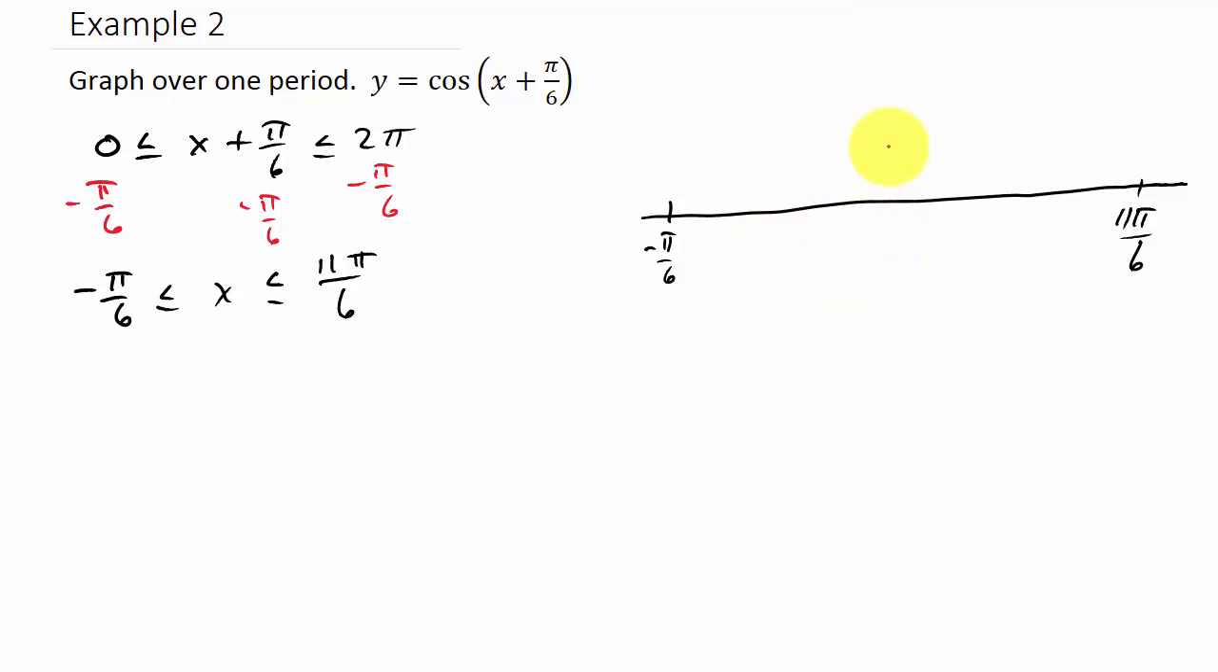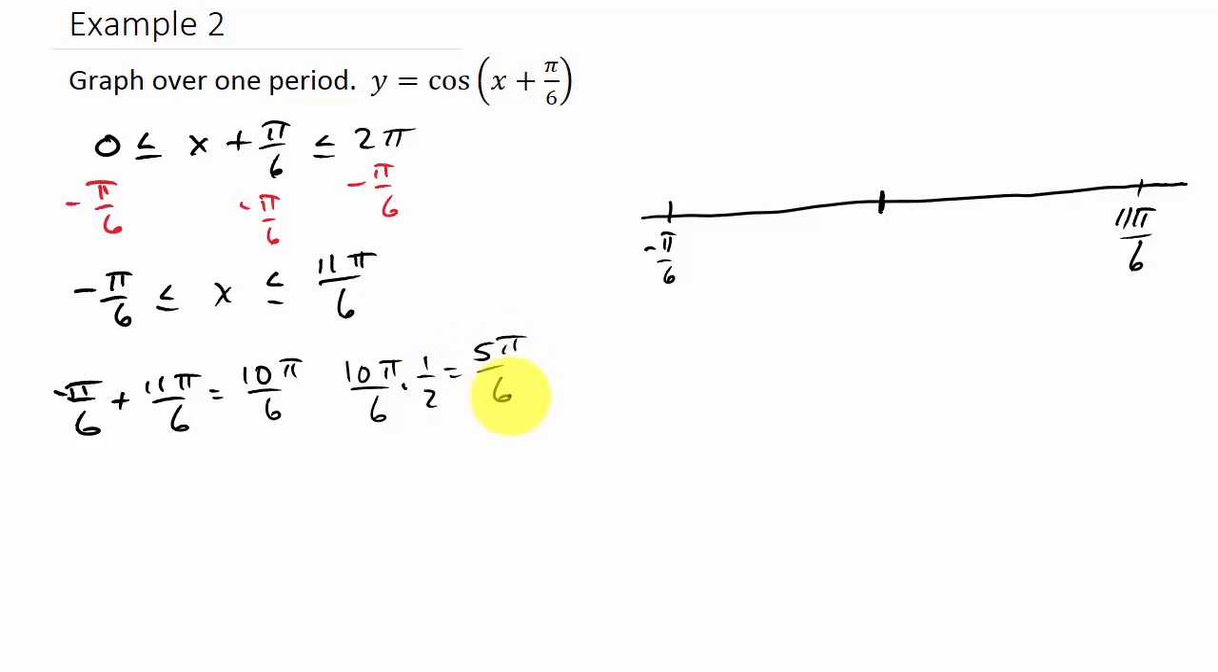Alright, so let's get the midpoint. We need this midpoint here, so we're going to add these up. So negative pi over 6 plus 11 pi over 6, that's 10 pi over 6. And then if we take the 10 pi over 6, we have to half it. And so that's going to leave me with 5 pi over 6. So that's 5 pi over 6.